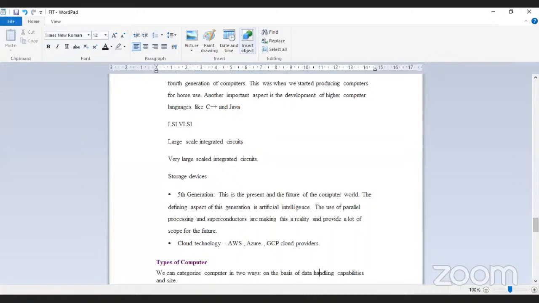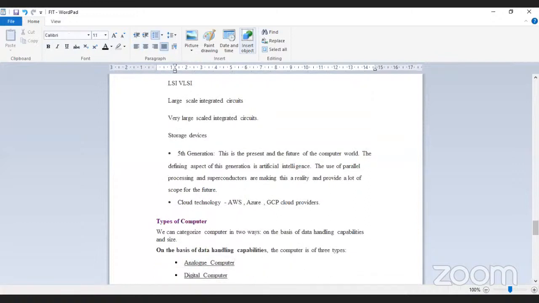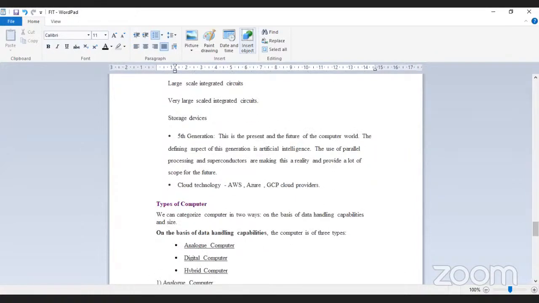Sir, you mentioned C++ and Java in the fourth generation. Sir, BASIC, Fortran, COBOL, and Pascal are also languages. Where do we have to put those languages in these generations? Actually, those are third generation languages.